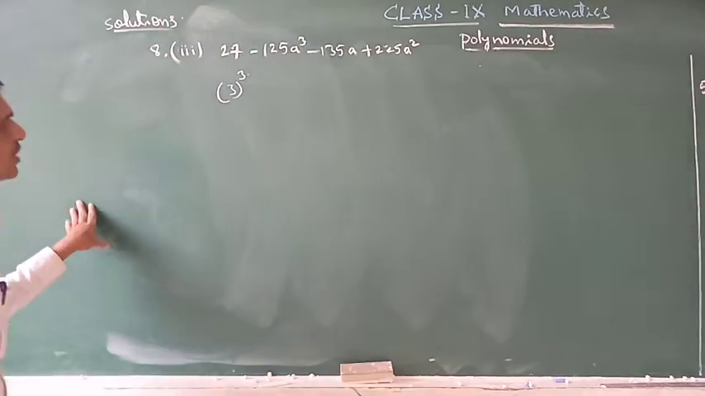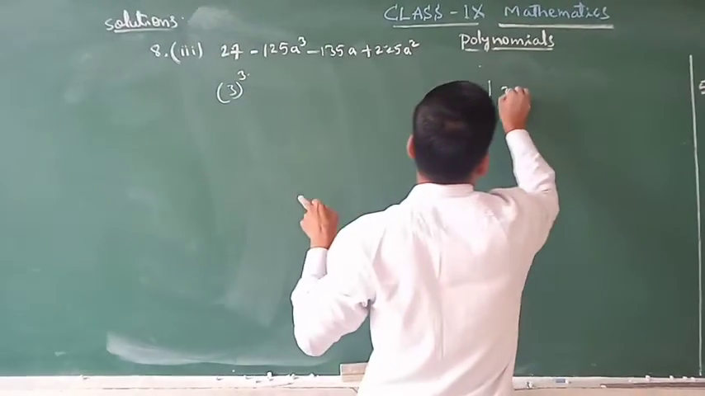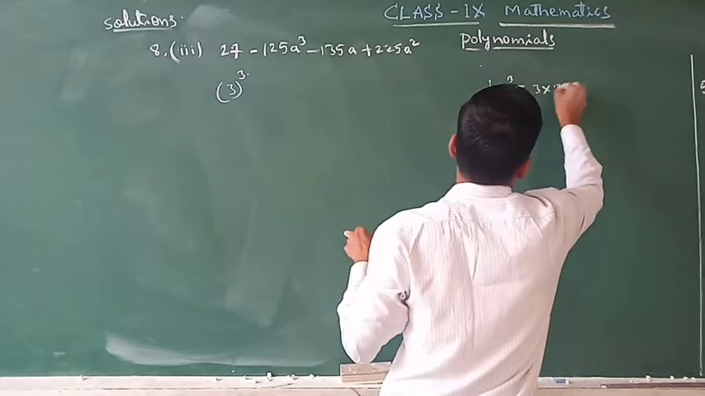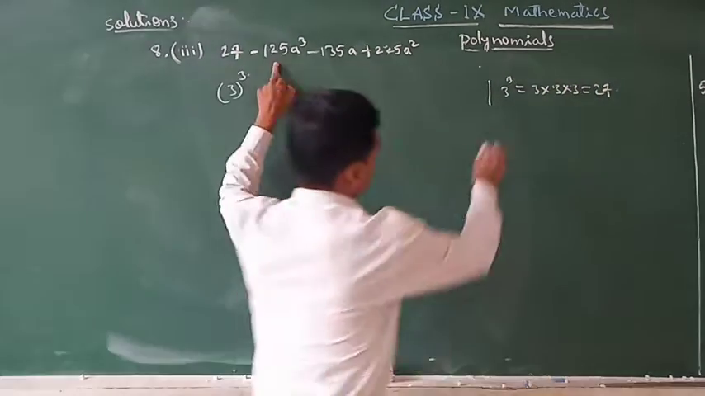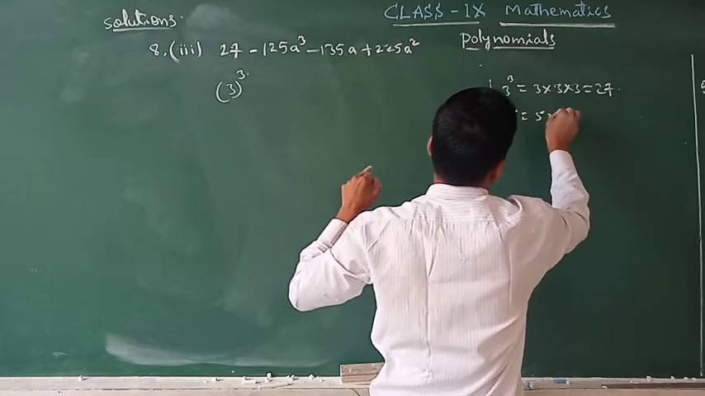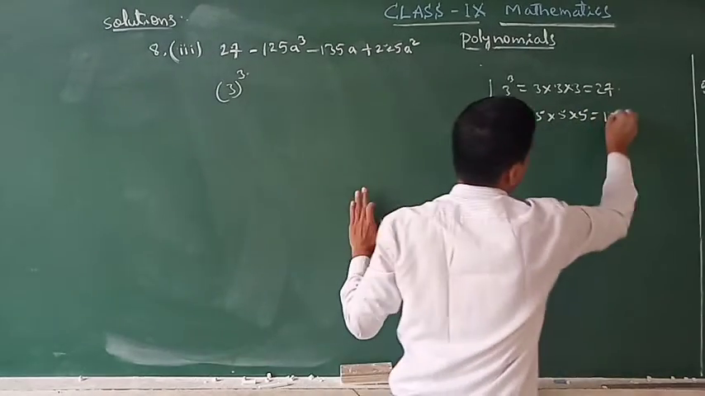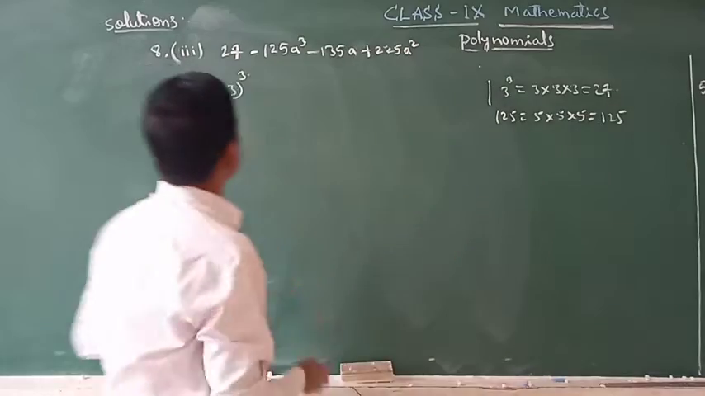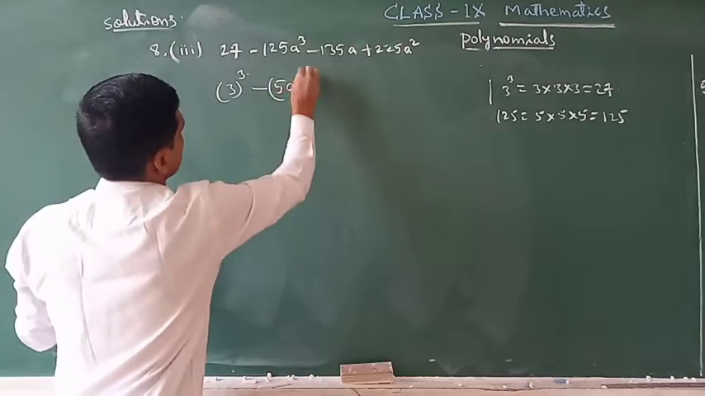3 cube, because 3 threes are 9, 9 threes are 27. So that is why here you can write 3 cube is 3 into 3 into 3. So it is equal to 27. In the same way, you can write 125. 125 can be written as 5 into 5 into 5, because 5 5s are 25, 25 5s are 125. So now, 3 cube minus (5a) whole cube it is.